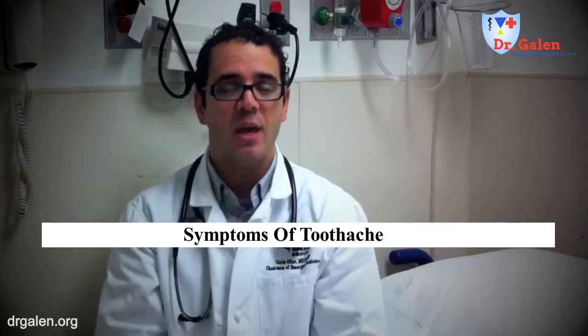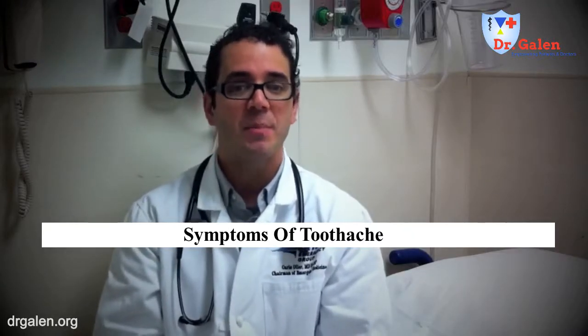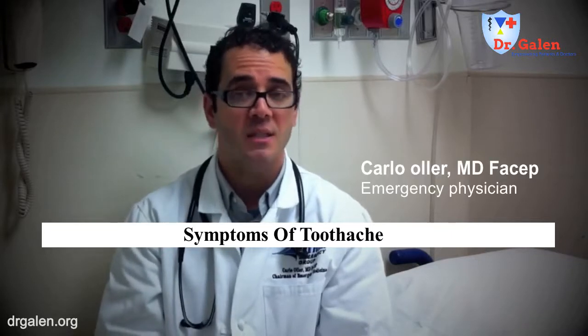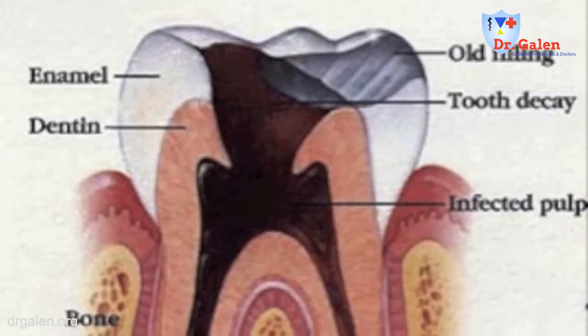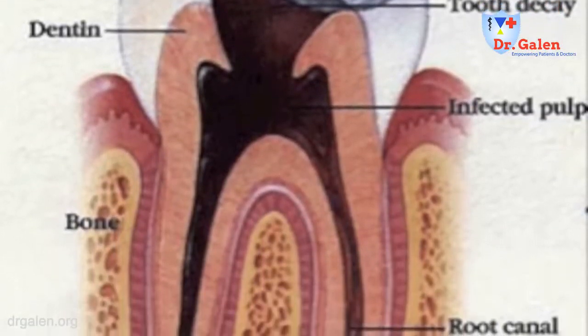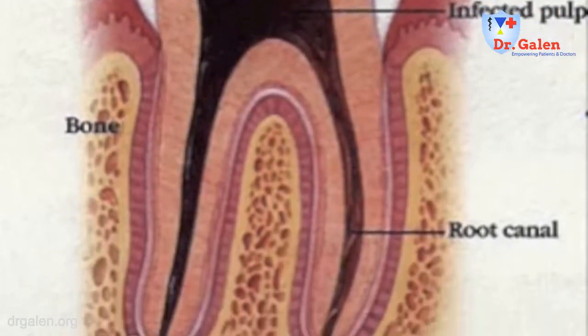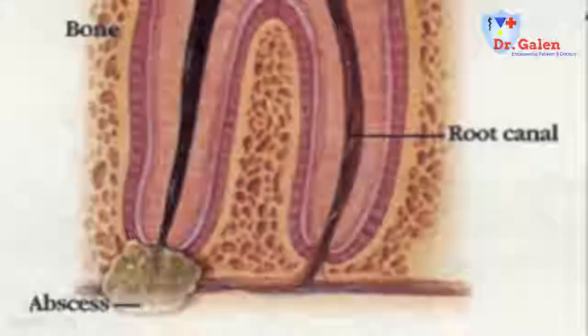Symptoms of a toothache may include tooth pain that may be sharp, throbbing, or constant. In some people, pain results only when pressure is applied to the tooth. Other symptoms include swelling around the tooth, fever or headache, and a foul-tasting drainage from the infected tooth.